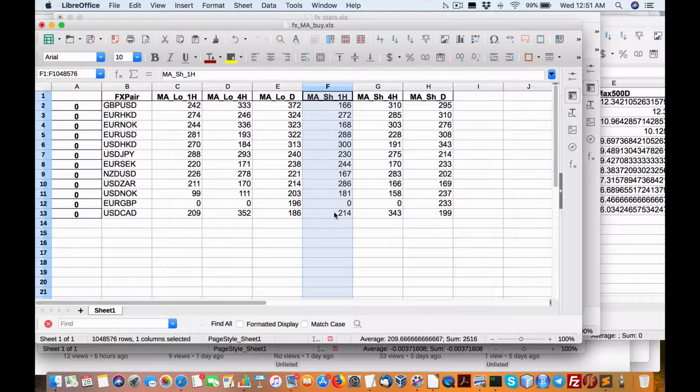So in our case, we have 214 instances where the 20 is higher than the 50-day, which may present a buying opportunity. And in this instance, the 50-day moving average is higher than the 200-day. So these are buying opportunities, another way of saying that.